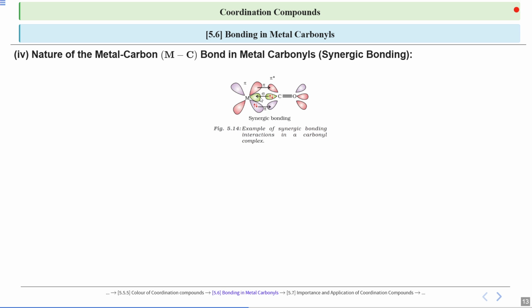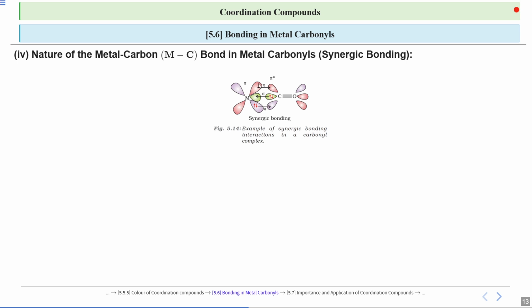This sigma bond is formed by the donation of a lone pair of electrons on the carbonyl carbon to the vacant orbital of the metal. You can see that the lone pair of electrons of this carbon is shared to this vacant orbital of the metal, and this direct sharing forms a sigma bond between the metal and the carbonyl. Here you can see a pi bond is also forming. This pi is also written here.